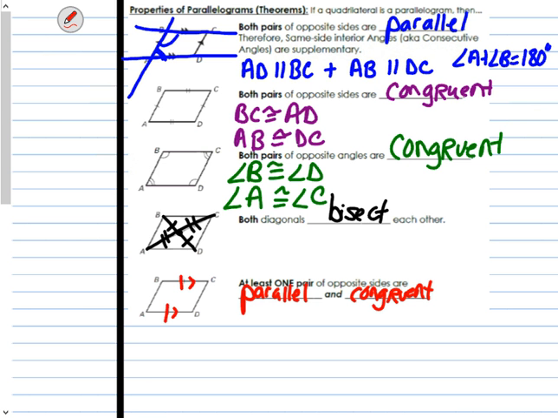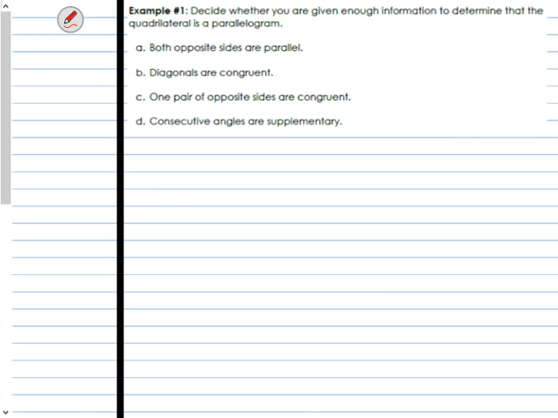These are 5 properties or theorems that you're really going to have to get familiar with, because you're going to have to be able to see, oh, wait a minute, I see that the opposite angles are congruent, that means it's a parallelogram, and be able to make decisions based off of that knowledge.